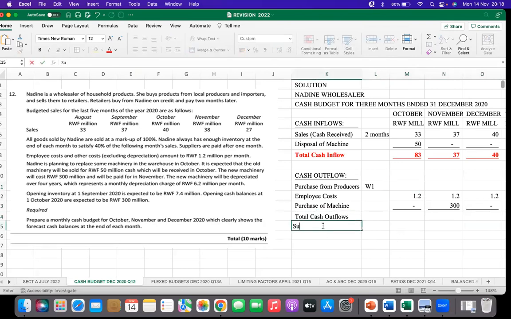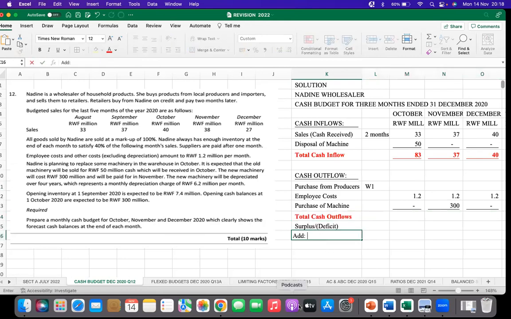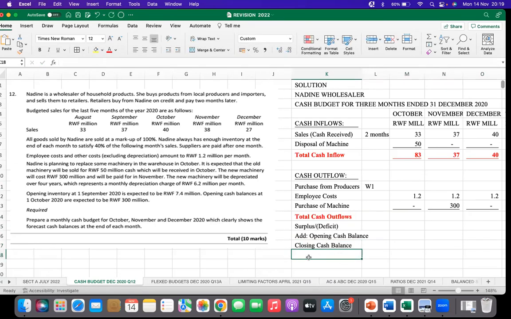Next, we need to get surplus or deficit. Deficit is when it is negative. When the inflows are less than the outflows, there will be a deficit. And then you add opening cash balance. What result you get is closing cash balance.